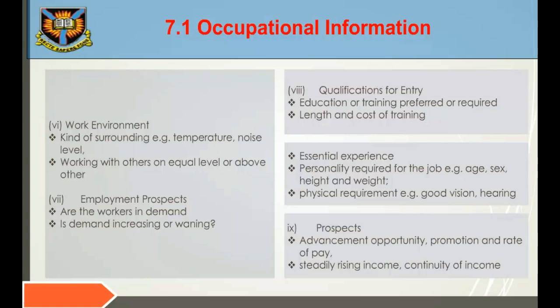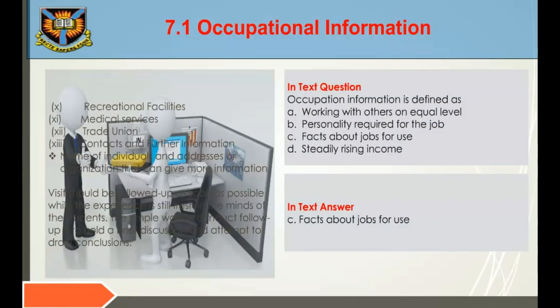9. Prospects. Advancement opportunity, promotion and rate of pay. Steadily rising income, continuity of income. 10. Recreational facilities. 11. Medical services. 12. Trade union. 13. Contacts and further information. Names of individuals and addresses of organizations that can give more information.